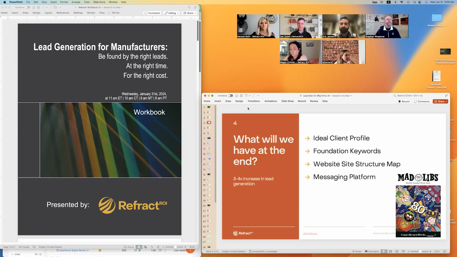But at the end of this, you will have the ideal client profile defined in terms of who you want to talk to. You'll have the foundational keywords that you need to drive your marketing. You'll have an idea of how to structure your website. So you have a site structure map, and then you'll have a messaging platform, which is basically how do you engage and convert with your visitors to your website with your marketing. So, oh, sorry. There's a reason that the Mad Libs is in the bottom right-hand corner. It wasn't there just to be a distraction.